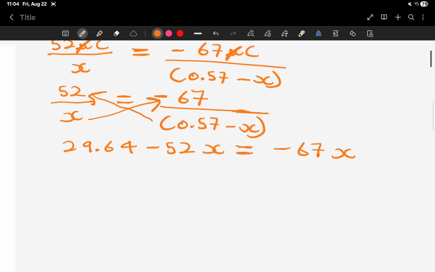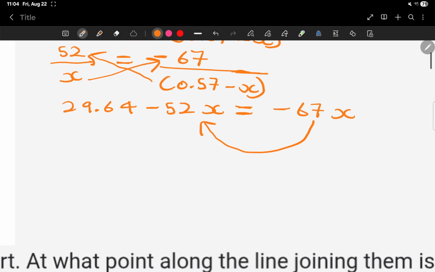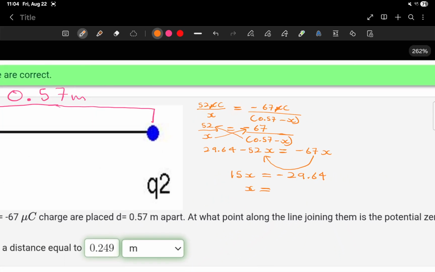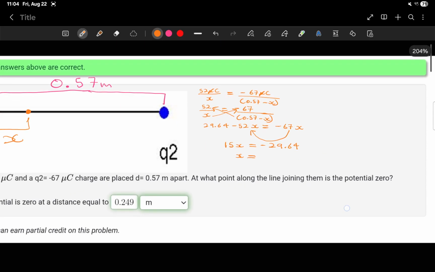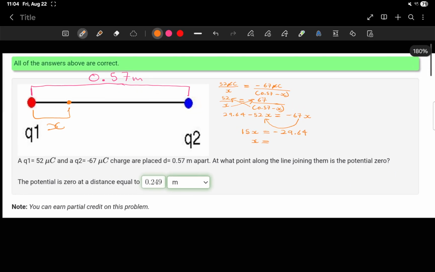Now I want my x to be positive, so I'll move it to this side. So I'll get minus 52 plus 67, which is 15x, which is going to be equal to negative 29.64. And I'm going to do x is equal to negative 29.64 divided by 15. So that gives me the wrong answer. Give me 1 second to figure out what the problem was.